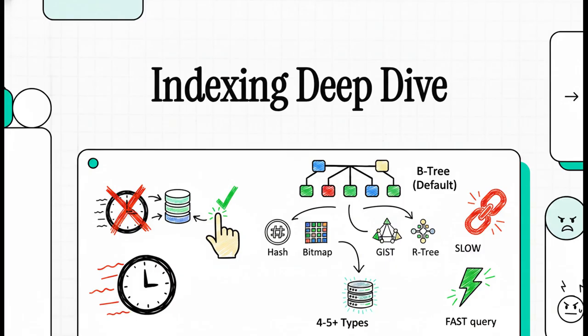But here's the crazy part, and it's something I see all the time. Most developers unfortunately only know about one type of index. They just blindly rely on the default B-tree. But what happens when that default just isn't enough?